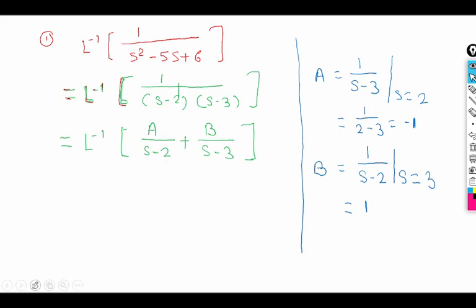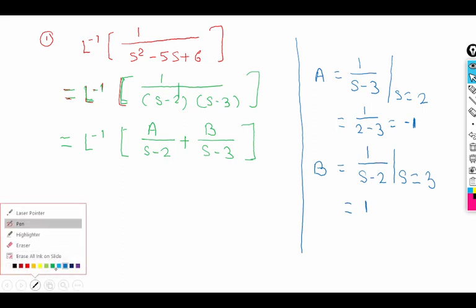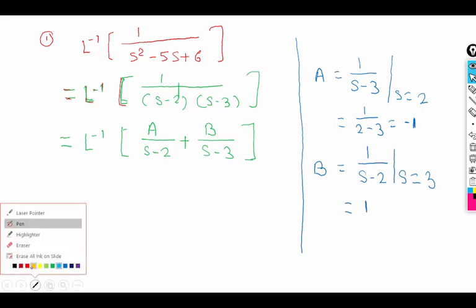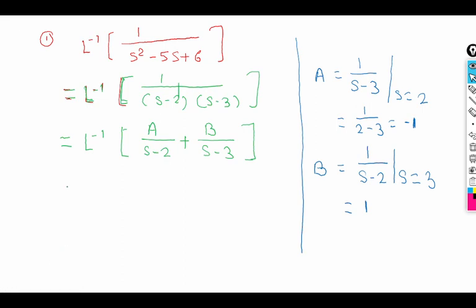The next step: we just replace these values of A and B. So we get L inverse of the value of A, which is minus 1, and the value of B, which is plus 1, and the last step is left now.